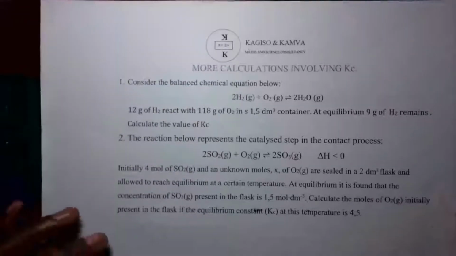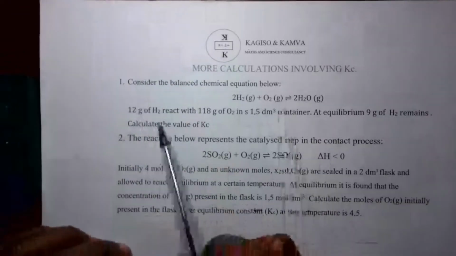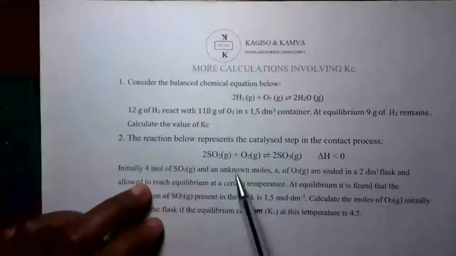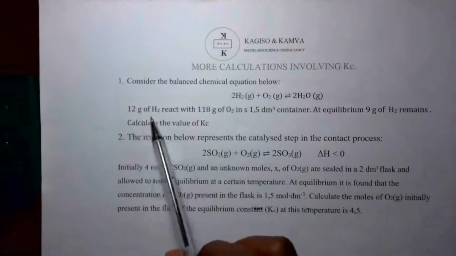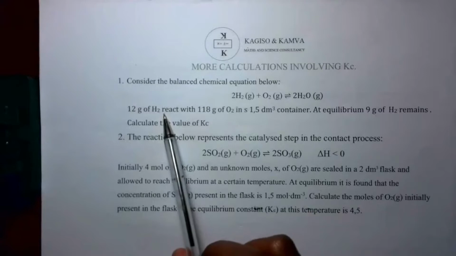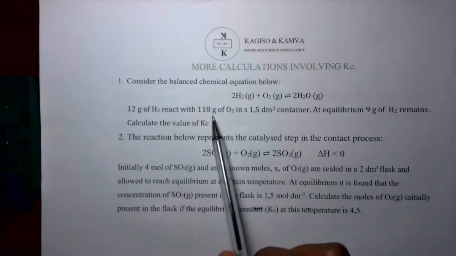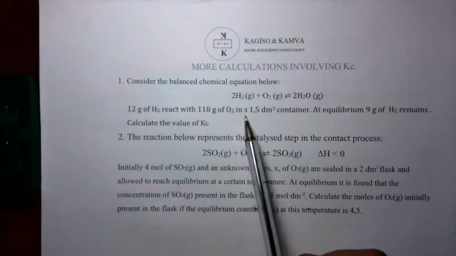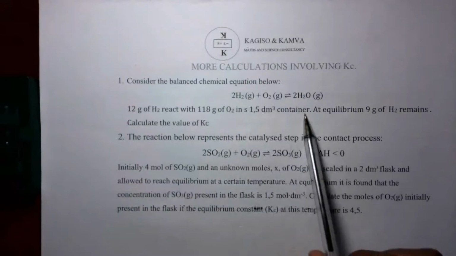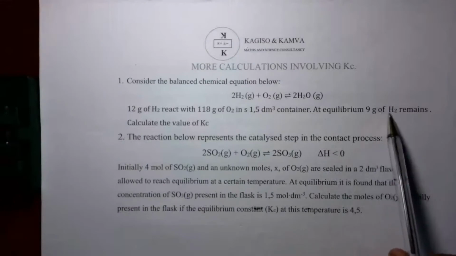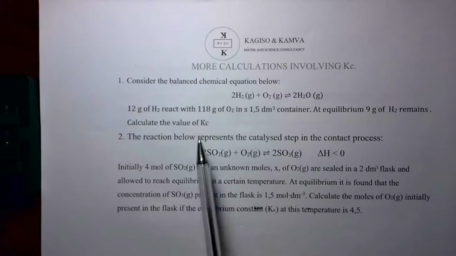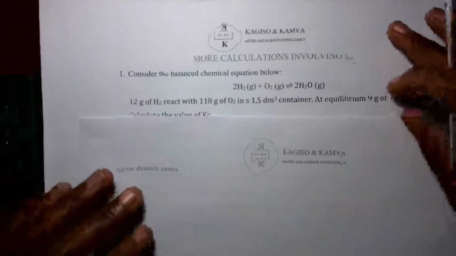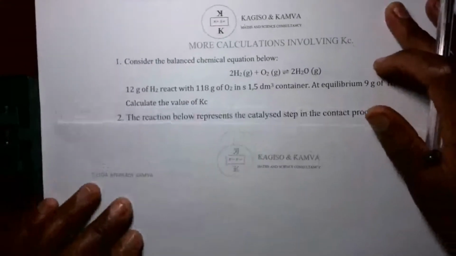So here is case 1. Consider the balanced chemical equation below. 12 grams of H2 gas react with 118 grams of O2 in a 1,5 decimeter cube container. At equilibrium, 9 grams of H2 remains. Calculate the value of KC. How are we going to approach this question? This is how we're going to do it.